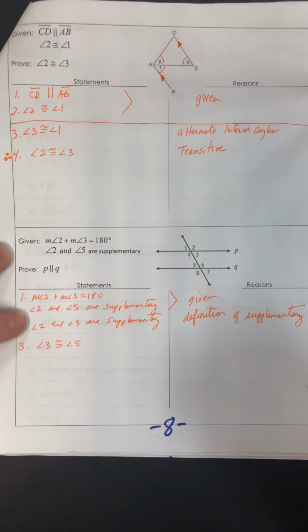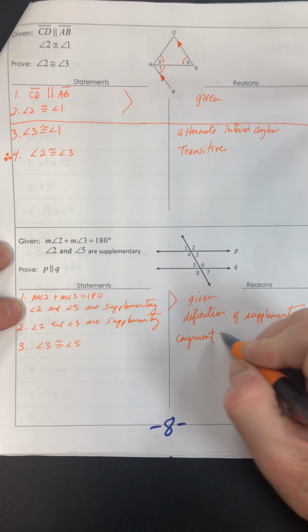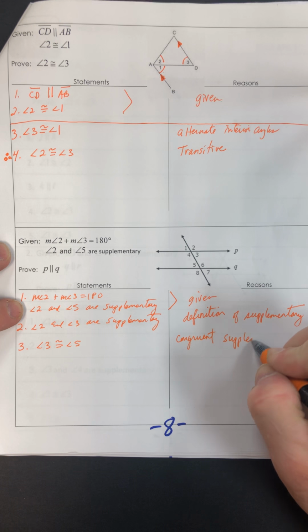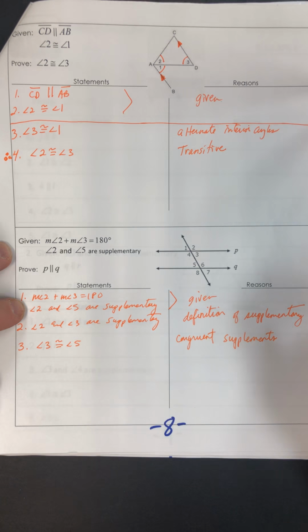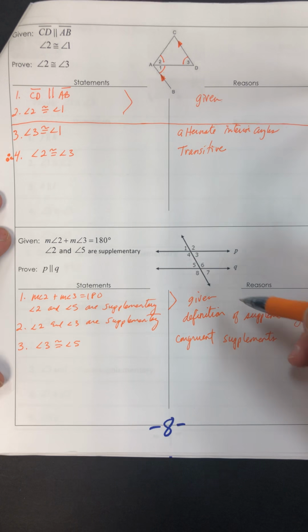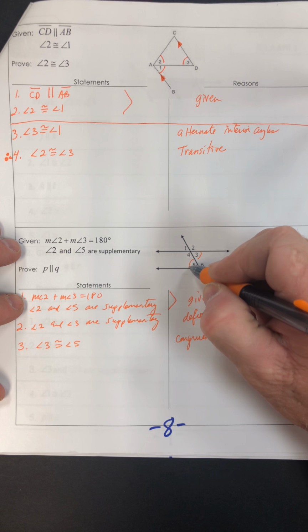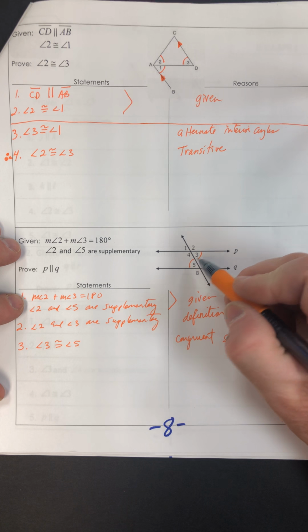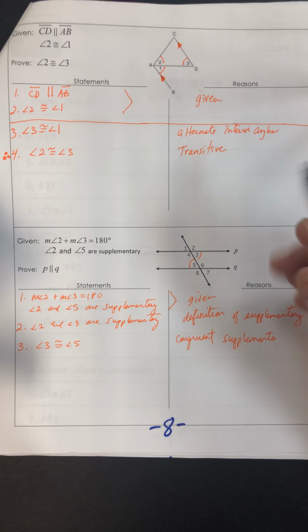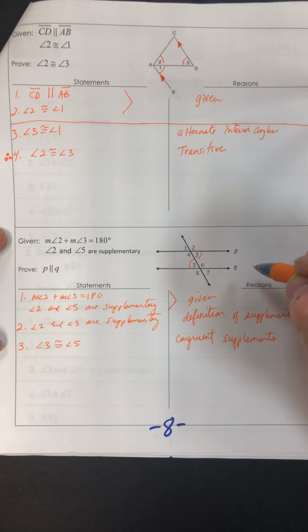And the reason is they are congruent supplements. They are supplementary to the same angle, so they have to be congruent. So let's see, what do we have? I have angle 3 congruent to angle 5. Those are alternate interior angles. So now I've shown that the alternate interior angles are congruent, so therefore those lines have to be parallel.